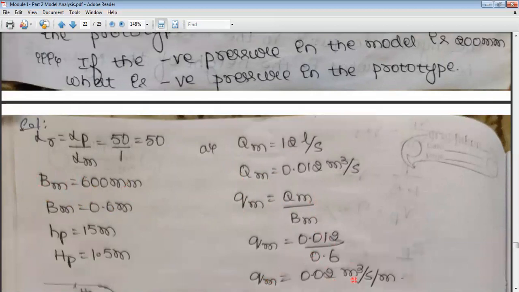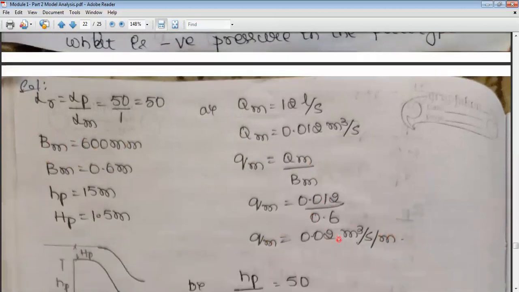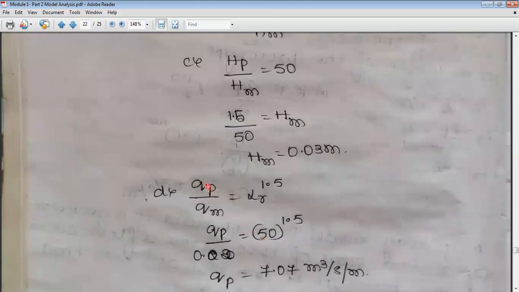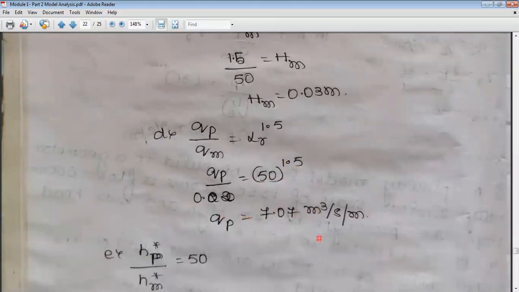QM is equal to 0.02 meter cube per second per meter. Therefore, QP by QM is equal to LR to the power of 1.5. That is, QP is unknown. QM you have found out here, 0.02. Substitute, 0.02 is equal to 50 to the power of 1.5. You will get QP as 7.07 meter cube per second.